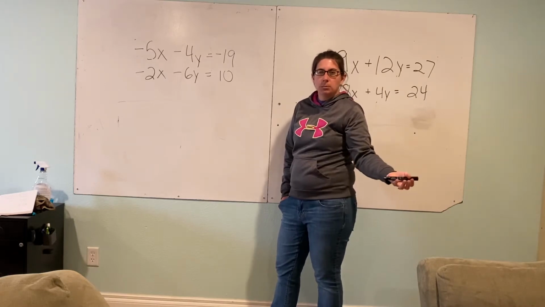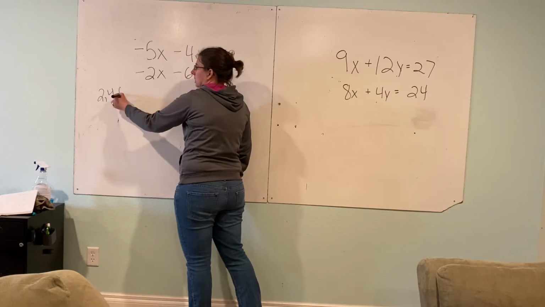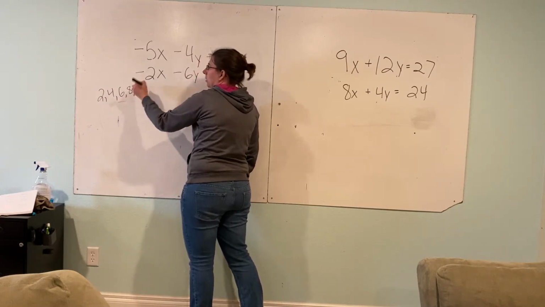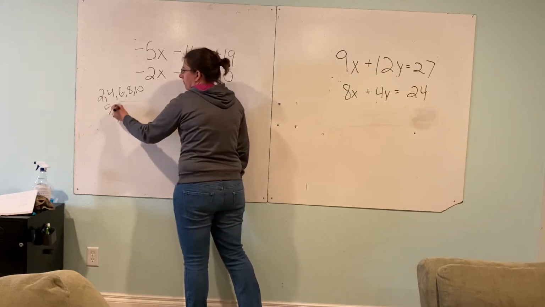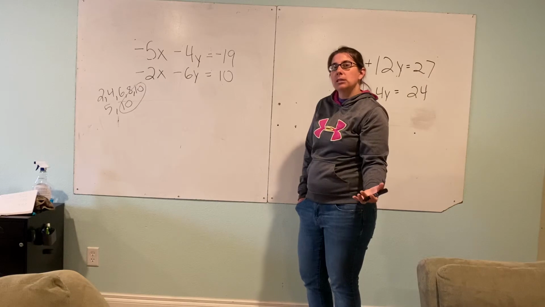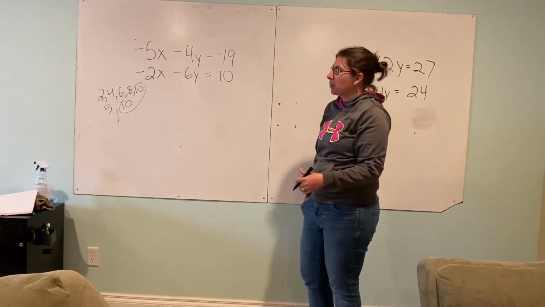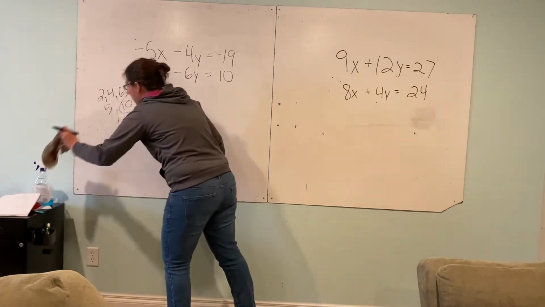So you're thinking of your multiples of 2. So you've got 2, 4, 6, 8, 10. We're looking at our multiples of 5, 5, 10. Okay, so 10 would be our least common multiple. So in this example, we're actually going to have to multiply both equations by something, and that's okay.